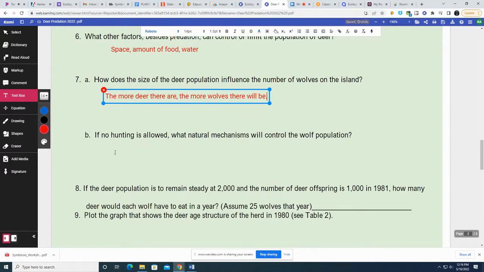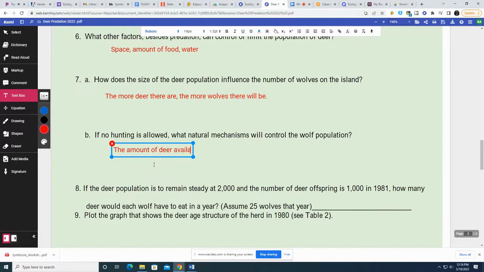If no hunting is allowed, what natural mechanisms will control the wolf population? The amount of food they got. It's going to be the amount of deer available. If there's tons of deer, you can have tons of wolves. But if there's not that many deer, you can't have that many wolves because they're going to run out of food.